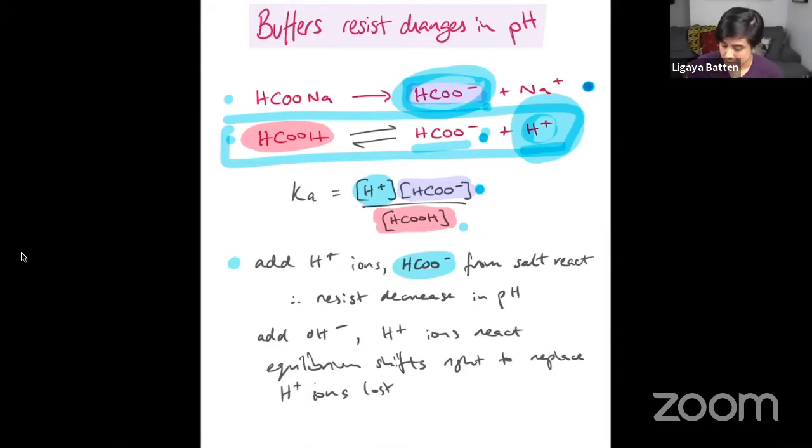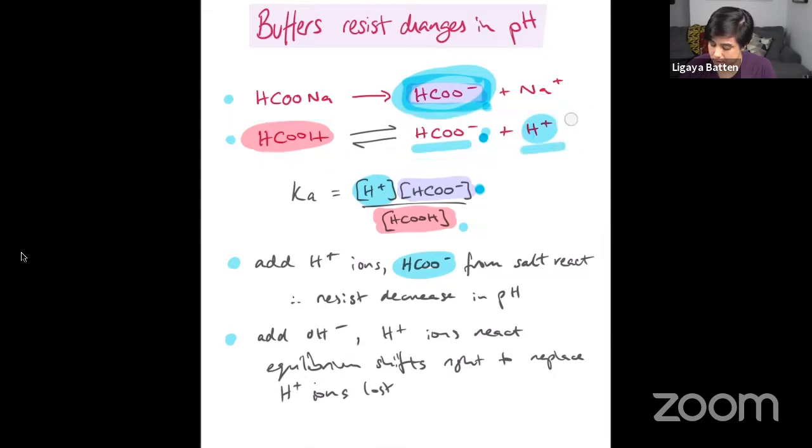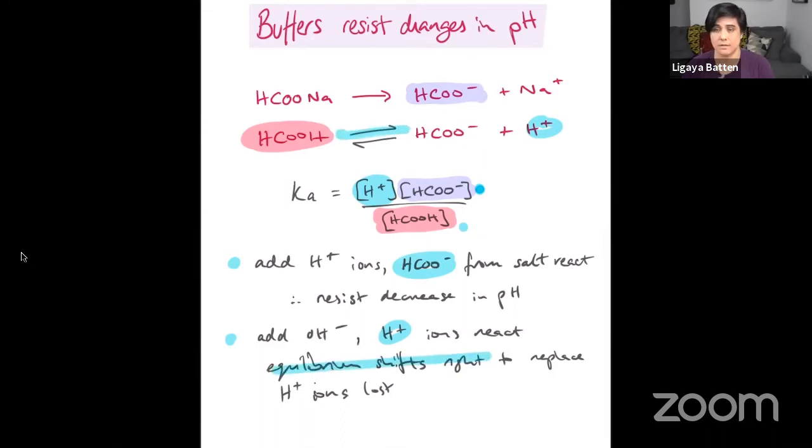So if we add OH minus ions, have a look at what will happen to this combination of reactions. If we add OH minus ions, then the H plus ions here are going to react with those OH minus ions. But once they react, equilibrium will shift to the right to counteract the change, or to replace the H plus ions that are lost. So again, as long as there's not too many OH minus ions added, any H plus ions which are reacted away by those OH minus ions will be replaced by the shift in equilibrium.